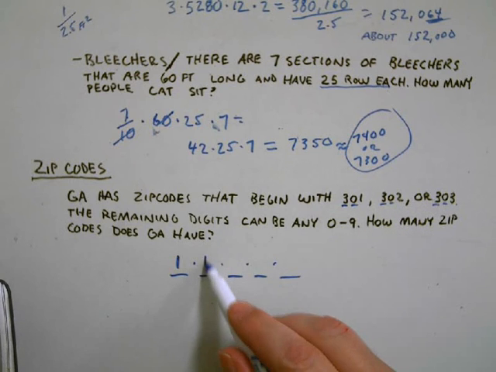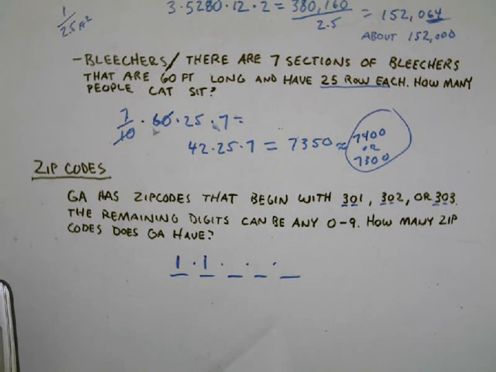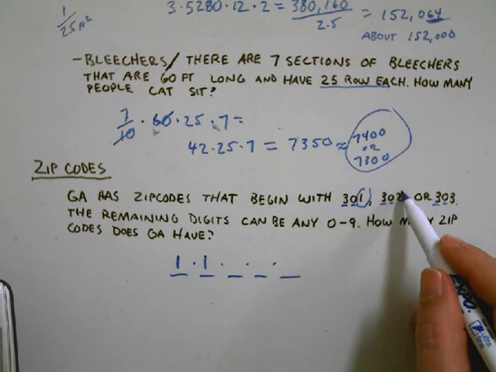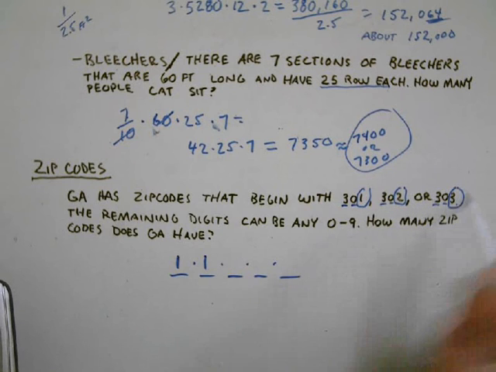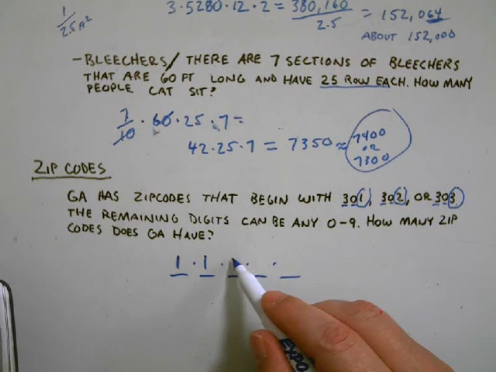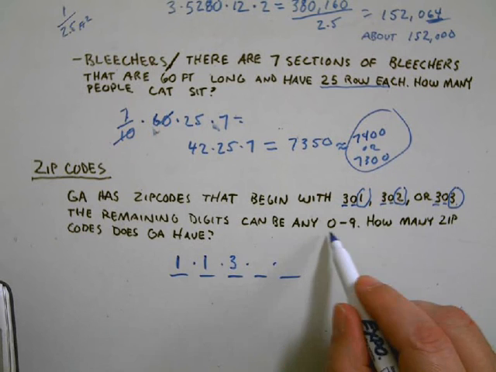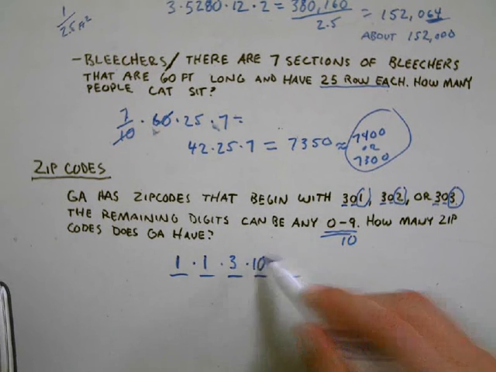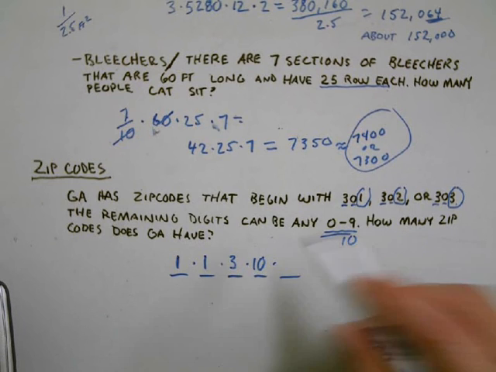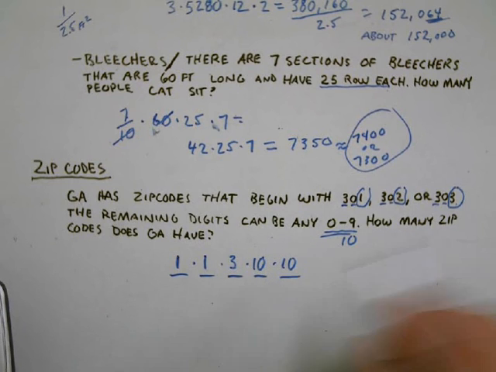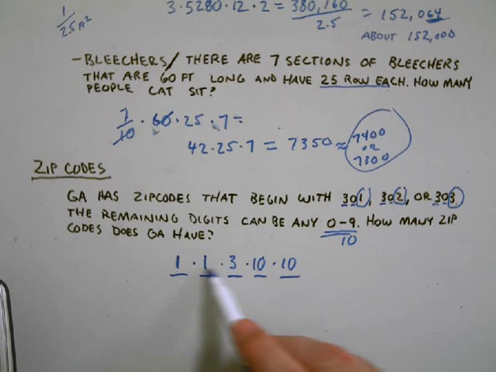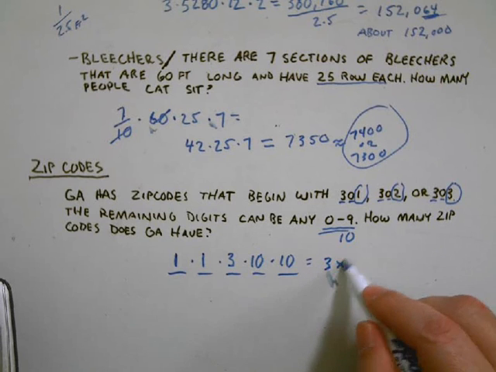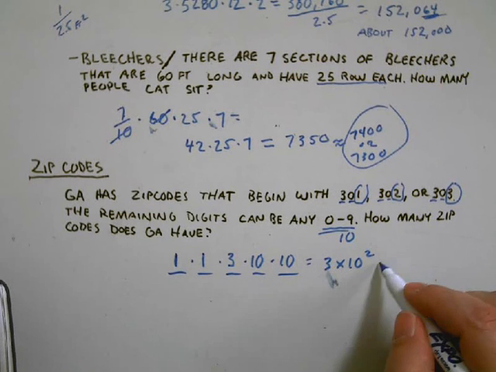And on the third digit, you can have either a 1, a 2, or a 3, so that is 3 choices for that. There are no limitations on the others, so there are 10 choices for the next digit and 10 choices for the last digit. So multiplying this all out, you end up with 3 times 10 to the second power, or 3 times 100, which is 300 zip codes.